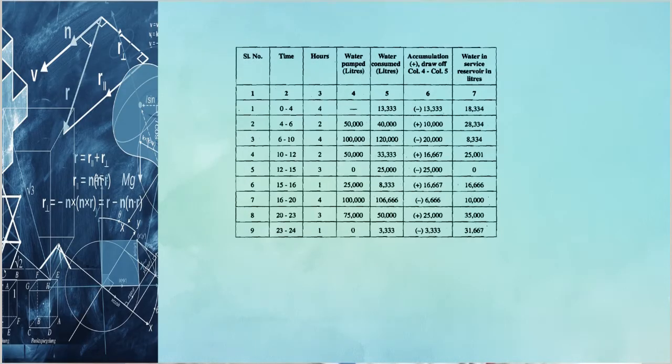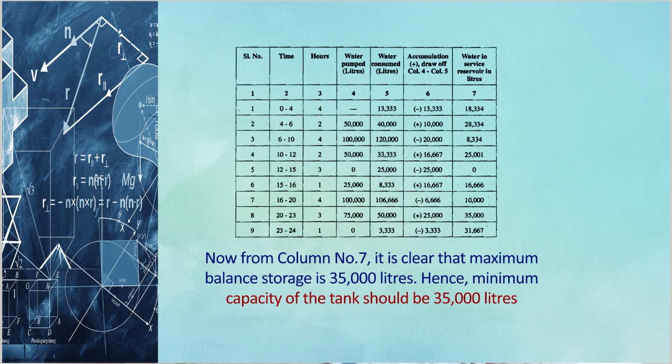So here in the table, first is serial number, second is time, and then time duration, then total hours in that time duration, then water pumped, then water consumed, then accumulated. This is the draft, which is column 4 minus column 5. Some values come in the negative and some values come in the positive. And the water in the service reservoir in liters is in column 7.